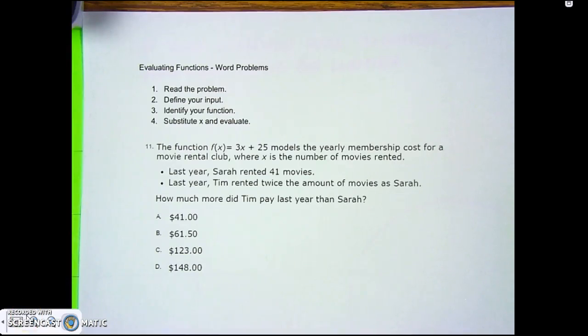This video is to help you with evaluating functions word problems. So I'm going to go through two examples with you. Follow along with me, complete the examples, and then use this paper to complete the worksheet you'll be given in class.